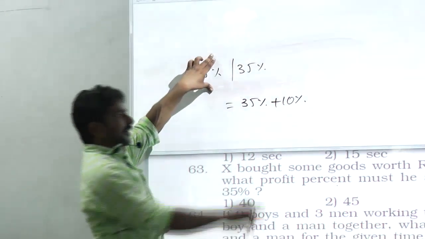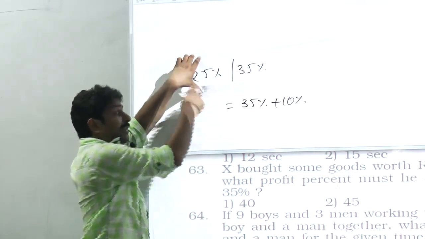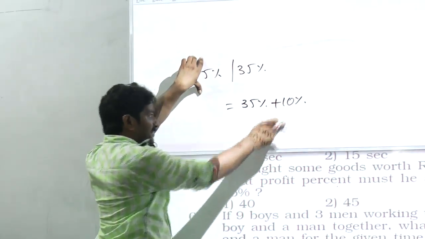ఇక్కడ 35 వస్తే ఆన్సర్ 35, కానీ ఇక్కడ 25 వచ్చింది. అంటే 35 కంటే ఎంత తక్కువ వచ్చింది? 10. అది ఇప్పుడు దేని మీద రావాలి? దీని మీద రావాలి. 35 + 10, 45%.